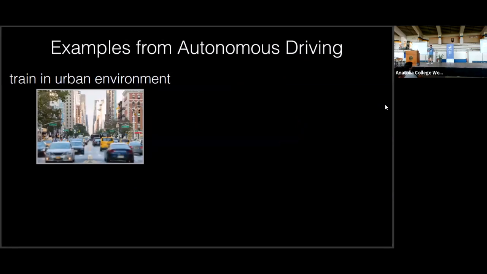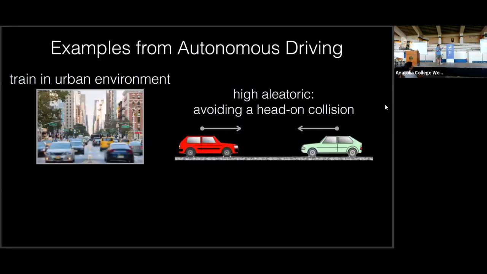And maybe I'll give a more intuitive example from self-driving. So imagine you have a self-driving car and you train it in an urban environment, like Athens, say. A task that has high aleatoric uncertainty is avoiding a head-on collision. Imagine the self-driving car is driving along and there's a car heading right towards it. What should that car do?